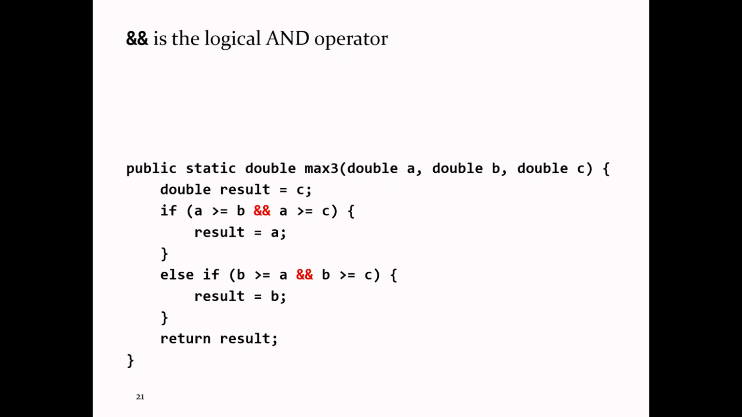Okay, and or: double ampersand, double vertical bar. So and is the logical and operator, exactly like in C. Don't use the single and. It often works, but it means something else. Oh wait, in Java does it work? It doesn't work in Java. In C it does work, but in Java it won't work. You need the double and if you want logical and.